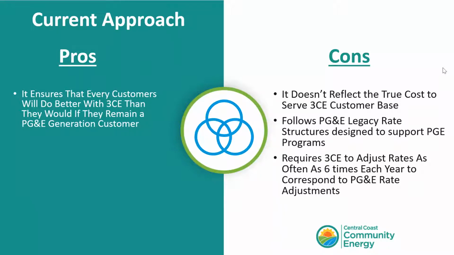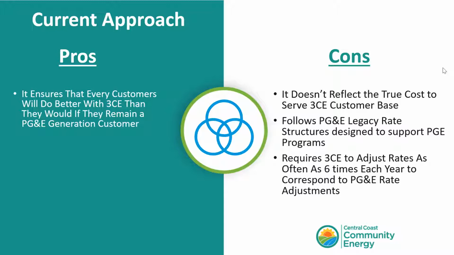But the cons are that it doesn't necessarily reflect the true cost to serve each particular customer base, whether that be residential, commercial, or agricultural. There are different things entailed in that. And so in utilizing that kind of one size fits all, it doesn't necessarily reflect those costs. Ultimately, it was following PG&E's legacy rate structure, which was then, of course, designed to support PG&E programs. It wasn't really designed to support 3CE programs.